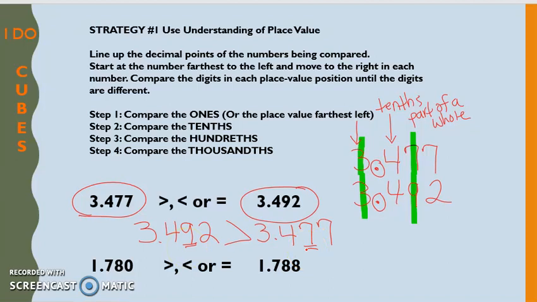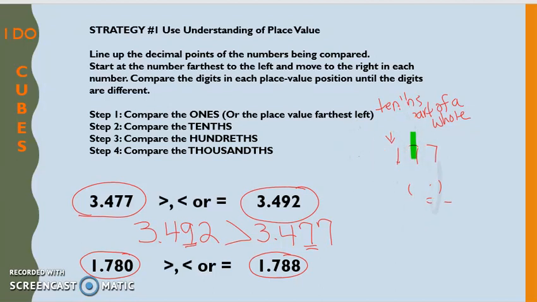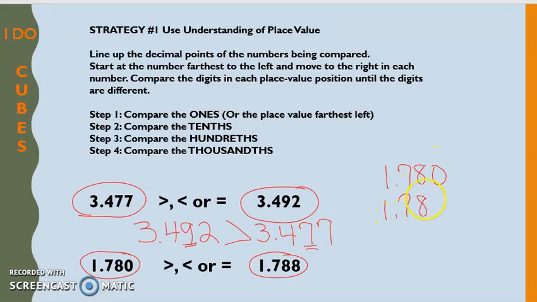Let's move on to my next example. We have 1.780 and we have 1.788. Let's do the same thing with lining up our digits so that the decimal point is in the same place. I'm going to go ahead and erase this so that we have room to write. Okay, so we have 1.780 and we have 1.788.